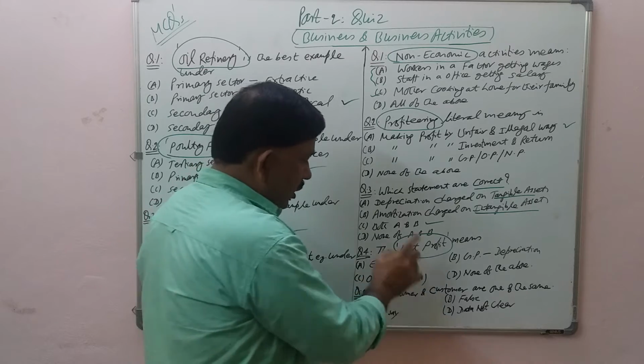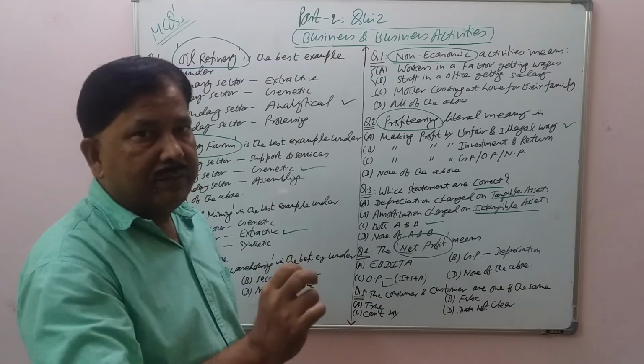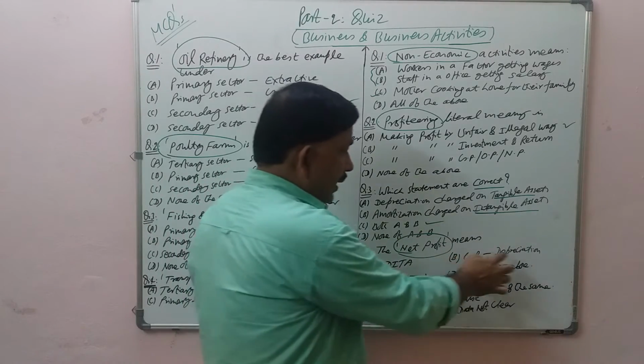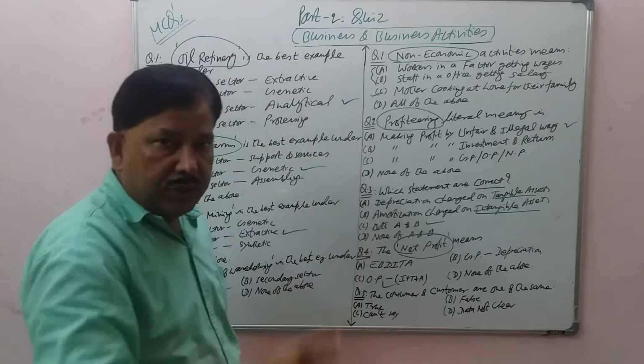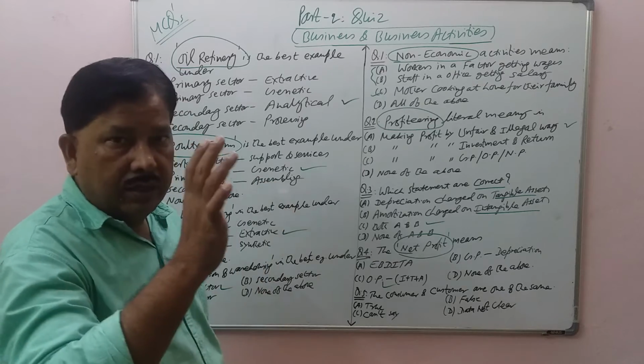The first one is related to gross profit. Gross profit equals EBITDA. Gross profit minus depreciation is operating profit, and this is net profit. Watch that video again, I will explain for a clear-cut concept.